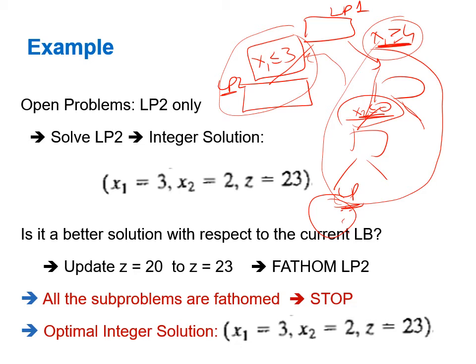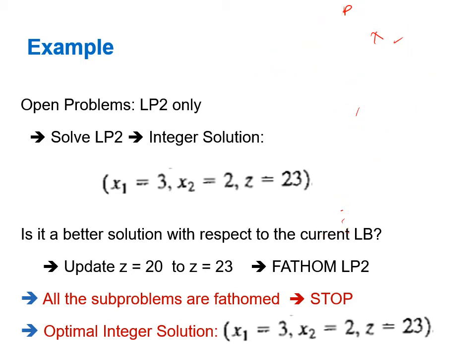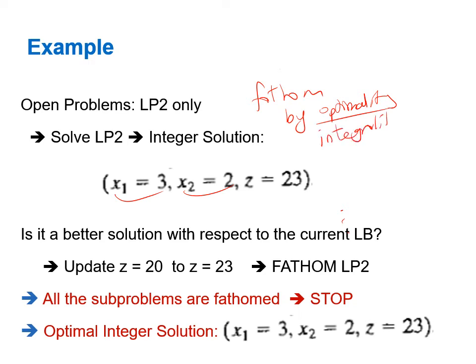So now when we solve this LP2, we obtain this solution. x1 is equal to 3, x2 is equal to 2, and z is 23. And since this is an integer solution, we fathom by optimality. Sometimes instead of optimality, we can call it fathom by integrality. What does it mean? Finding an integer solution. And then we have, initially, we found an integer solution with a value of 20.